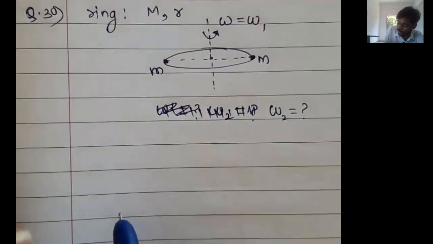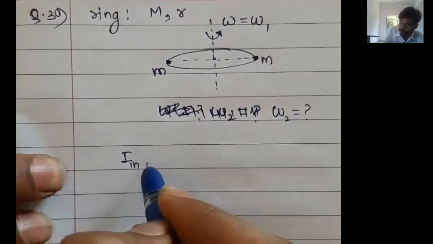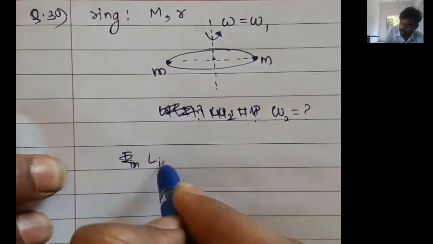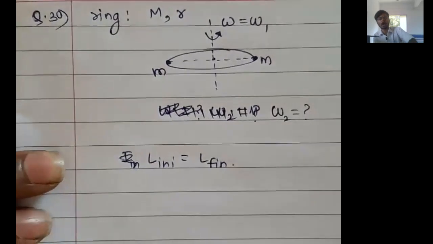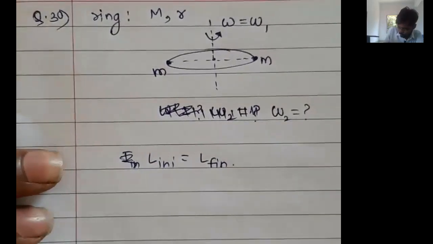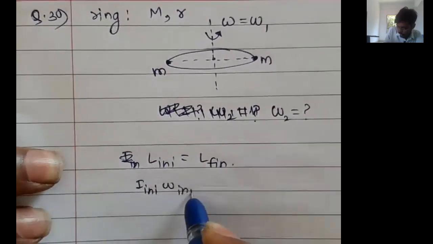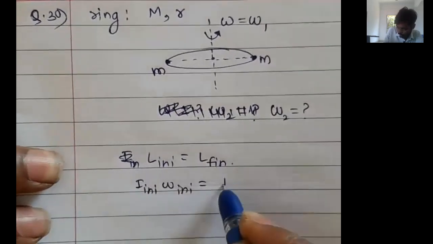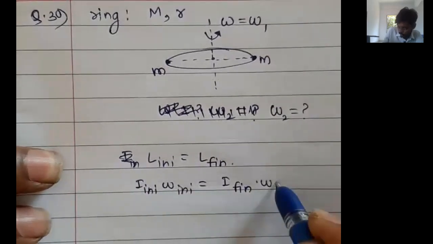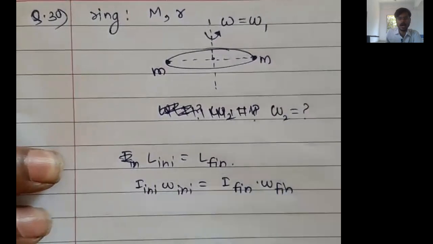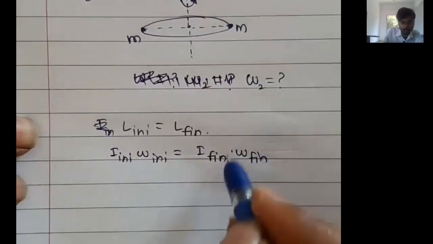So what will you write? Initial angular momentum is equal to final angular momentum. What is initial angular momentum? I into omega, moment of inertia initially into omega initially. And what is final angular momentum? Final moment of inertia into final angular velocity. And yes, the final angular velocity is what we are asked. Let us try to find the answer for the final angular velocity.